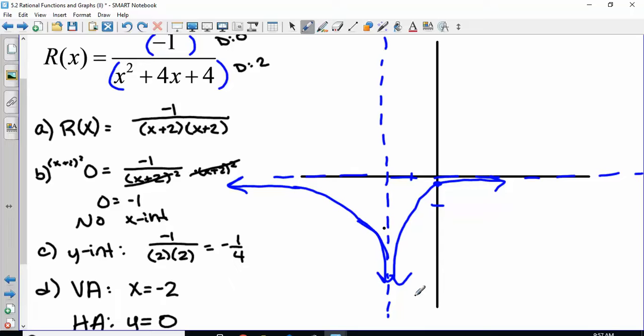So when I check these, I'm looking for, are your asymptotes and intercepts in the right spot? And is your curve approaching your asymptotes?